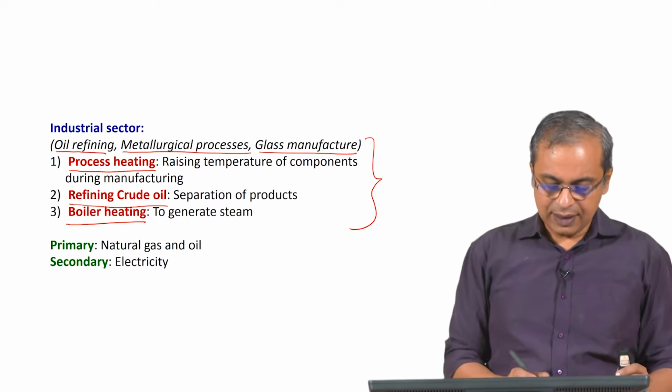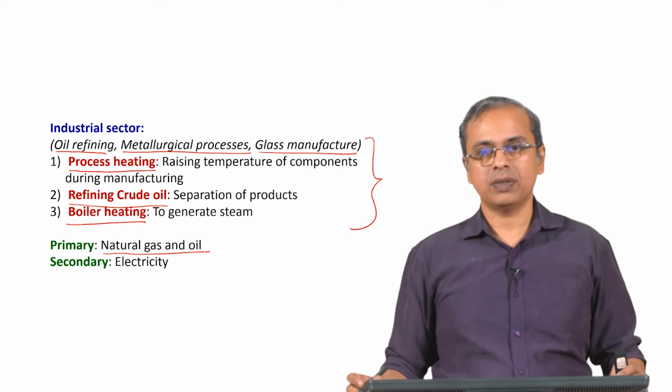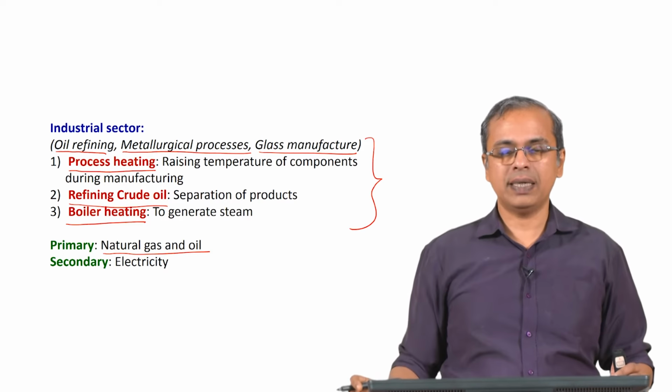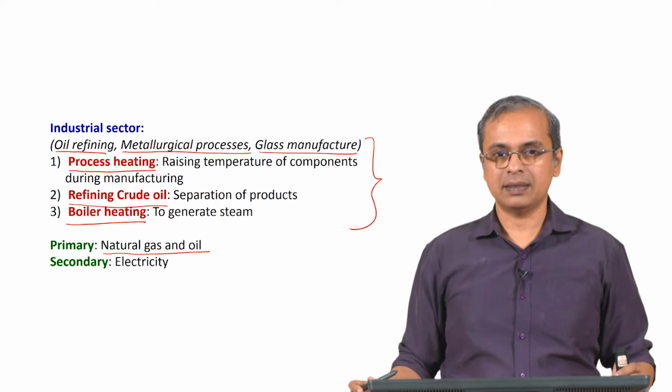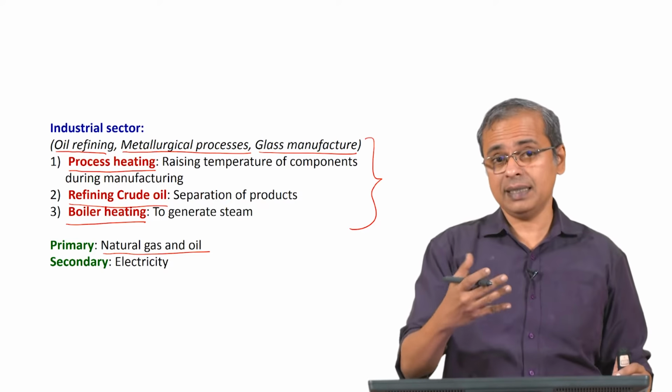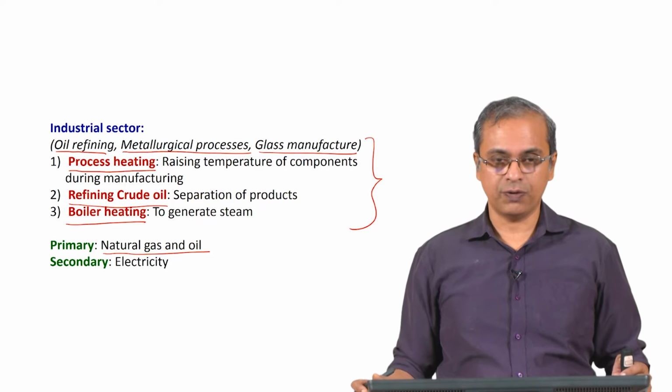Generally for all of these things the primary source of energy is either natural gas or oil. Natural gas is typically piped into various industries, and that is how natural gas is used for generating the heat, which is then used for any application that you are trying to put it to use for.